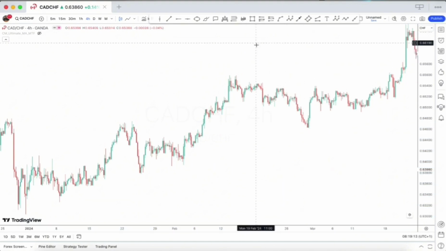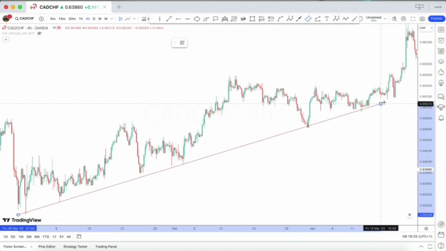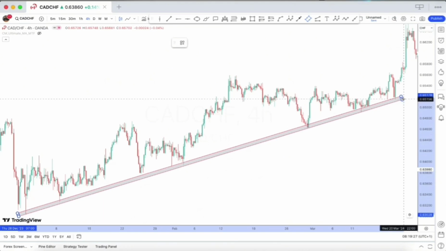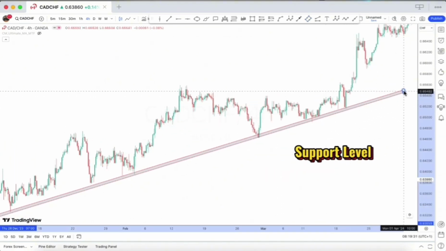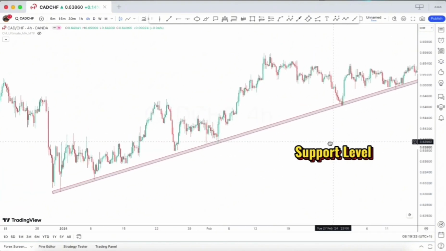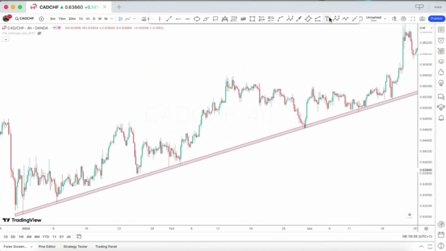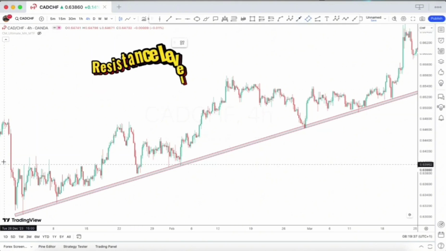So based on the example we've done before, how do we identify our support level and our resistance level? Here we can use a tool, which is this right here. We can just use this tool to plot our support level. This is our support level. Let me just extend this down like this. So this is our support level, and this right here is our resistance level.